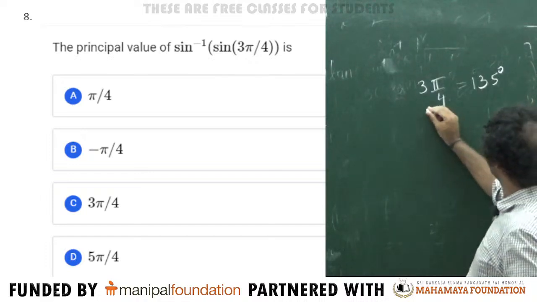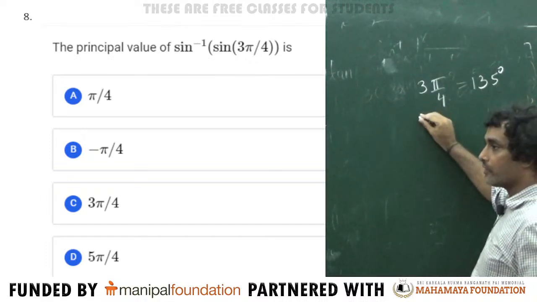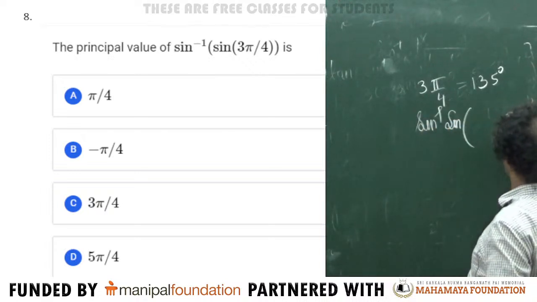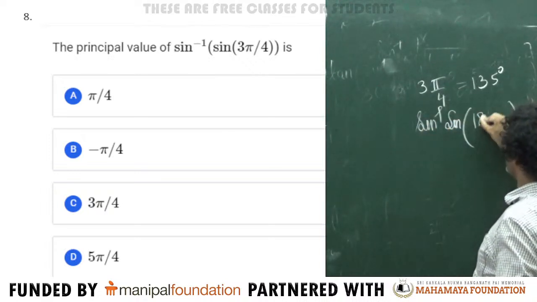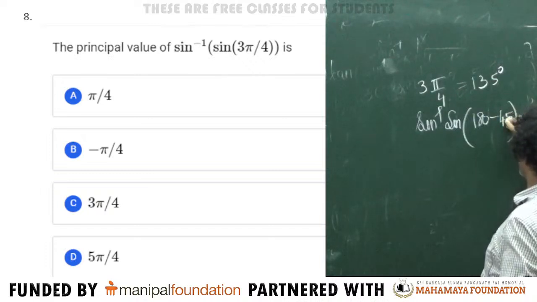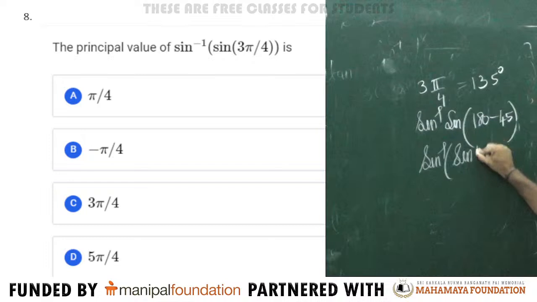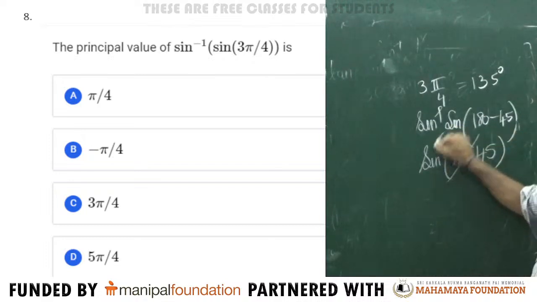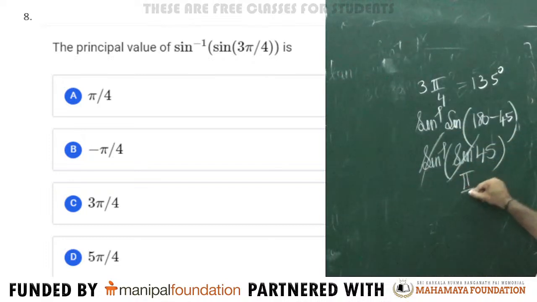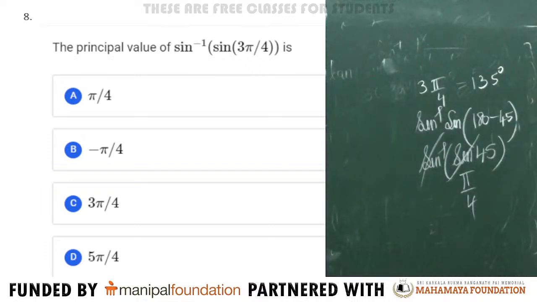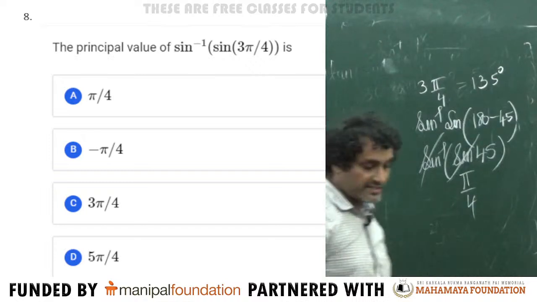So what we'll do is, you have sine inverse of sine 135. Can you write it as 180 minus 45? So won't it simply become sine inverse sine 45? Now you can easily cancel. So 45 is pi by 4. So the answer is A, pi by 4. This one please copy soon.